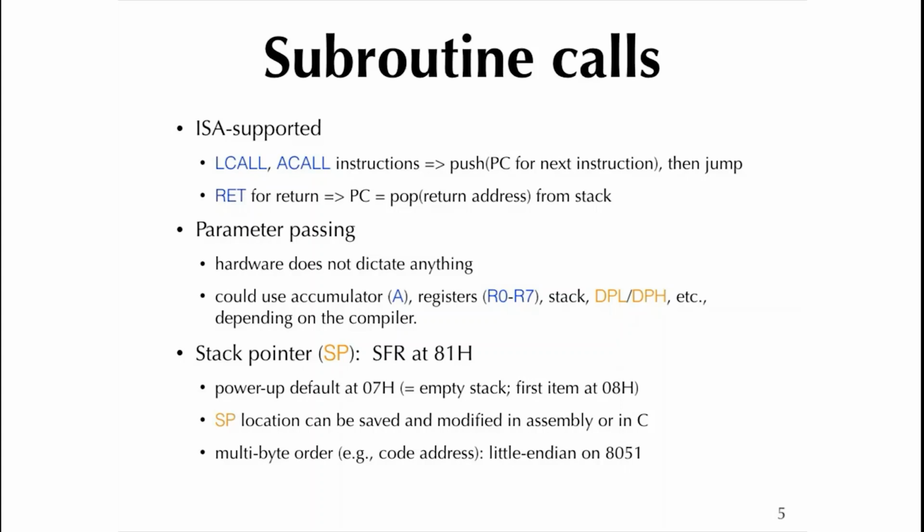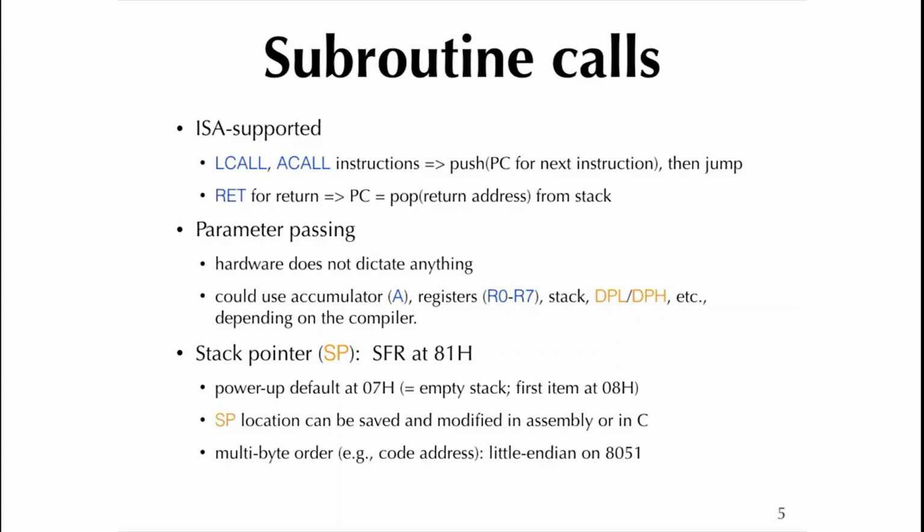Now, what about the address? When you do a call, it pushes the return address. In what order does it push? It's 2 bytes, because it's a code address. Code space is 64K, so it's 2 bytes. Remember, Intel is a little endian architecture, in byte order.